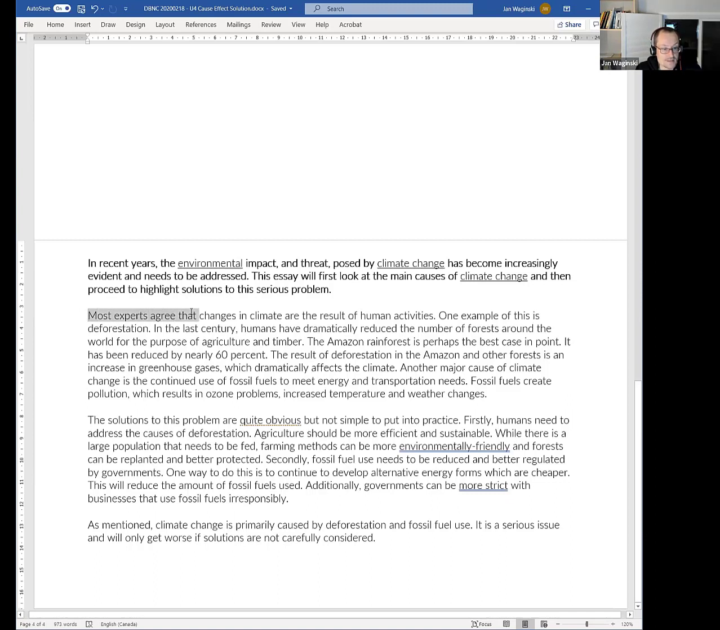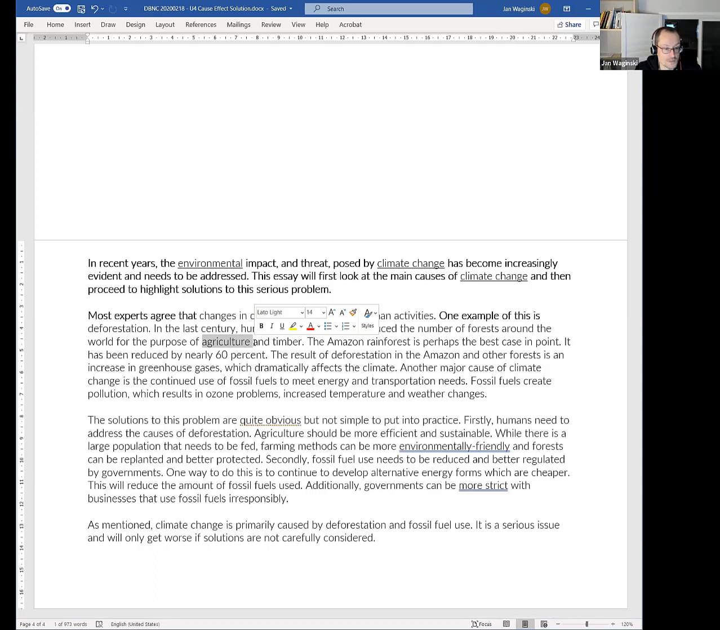Most experts agree that blah, blah, blah are the result of blah, blah, blah. One example of this is, and this person chose to talk about deforestation. Okay. So this is the evidence. In the last century, humans have dramatically reduced the number of forests around the world for the purpose of agriculture and timber. So this is not specifically about what we are eating. People need to eat, and farmers need land to grow food. Where are they going to get it from? They have to chop down forests, right, to create farmland. So that's all he's talking about.